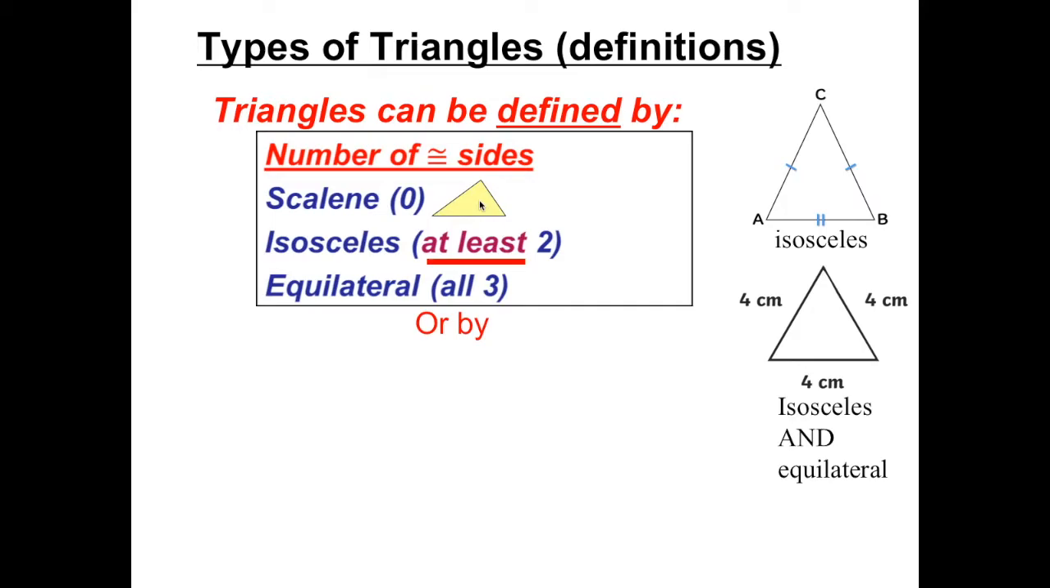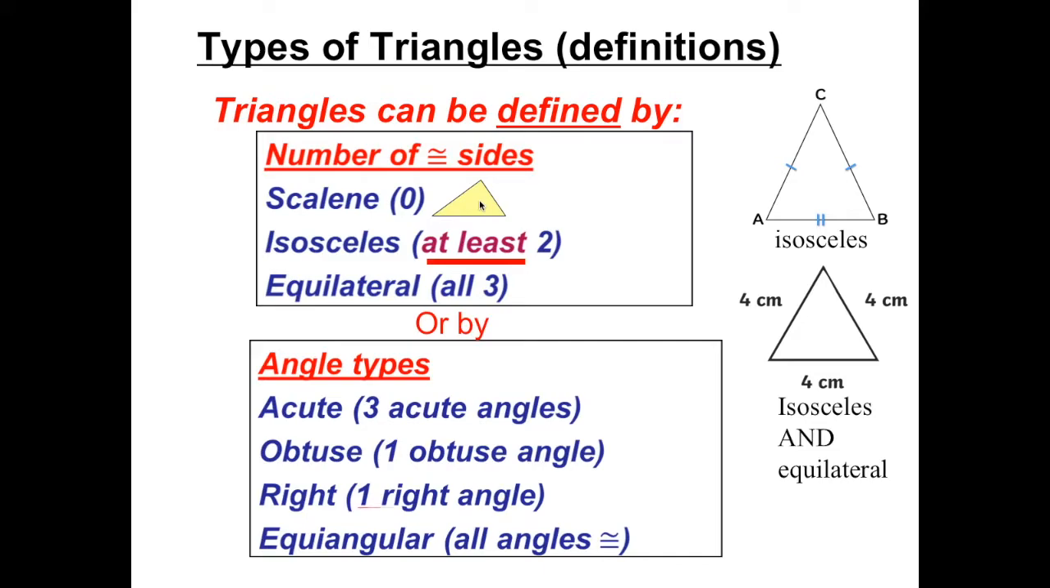Okay, so 3 ways to name triangles. Again, that person said just 2. There are several more I'm going to give you here because you can also define triangles by the type of angles that they have. So you could have an acute triangle, an obtuse triangle, a right triangle, and an equiangular triangle. Make sure you write all these down and think about them, because we'll be talking about them the next several days.